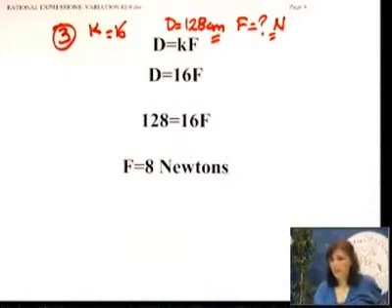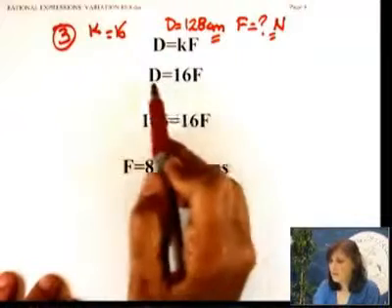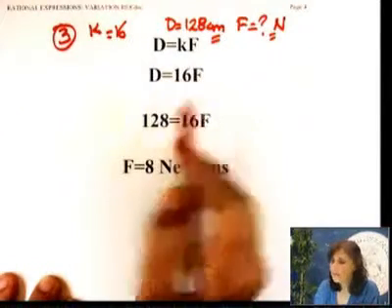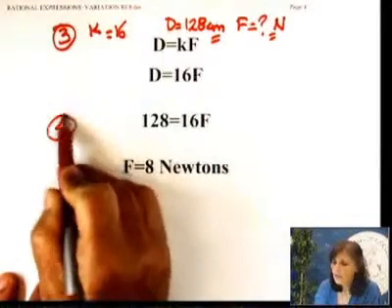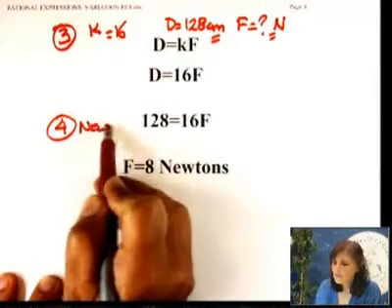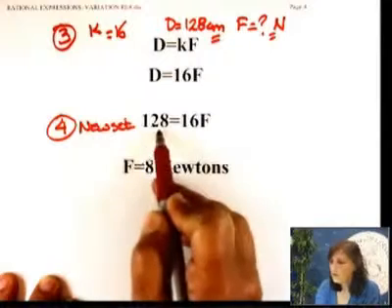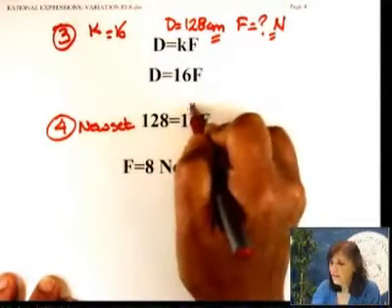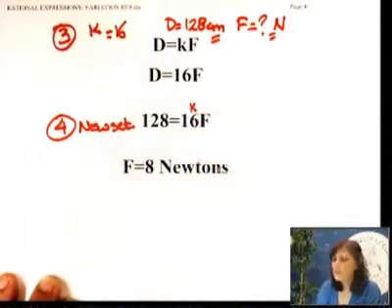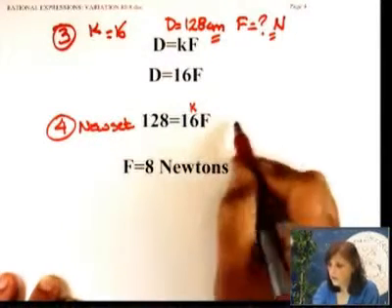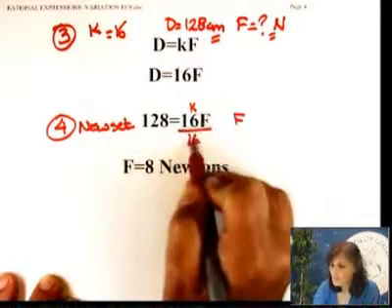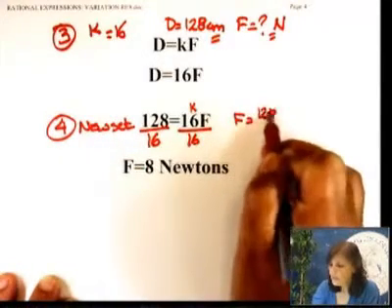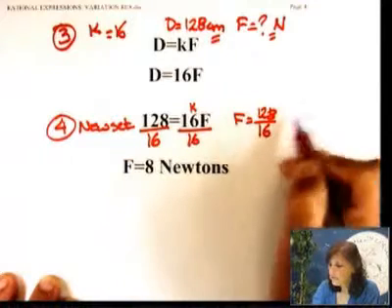Okay, so let's plug in the numbers. D equals 16 times F. So you just plug in the numbers. Now you're going to put in the new set of numbers. So it's 128 centimeters equals 16, which is the K, times F. And F is the one that we are trying to figure out. So F is going to be, if you divide both sides by 16, 128 over 16. And that's going to be 8.